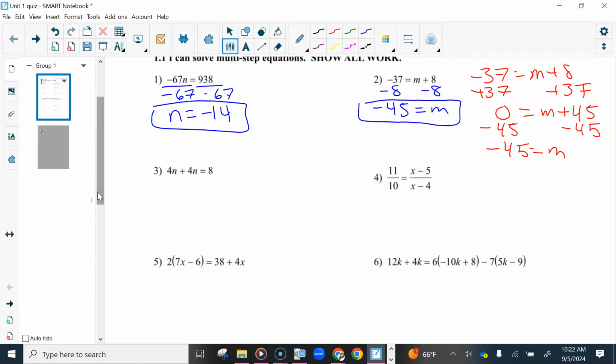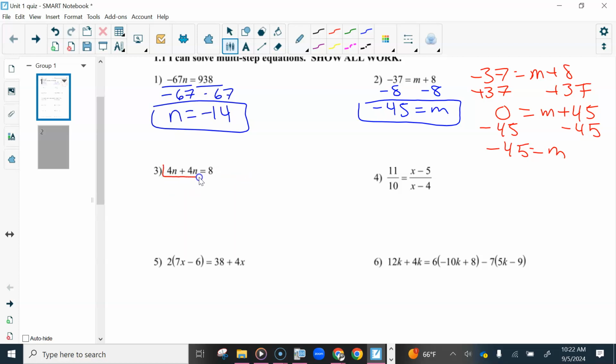Okay. Number 3, I saw some weird things with this one. One, we cannot move this to the other side and combine those. They're not like terms. Now, some of us were doing this, which, yes, that would make these like terms, but we got rid of our variable. We cannot do that, okay?